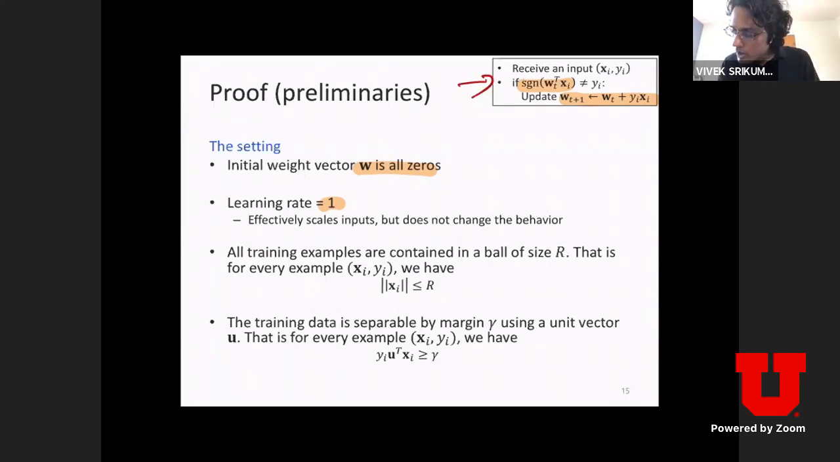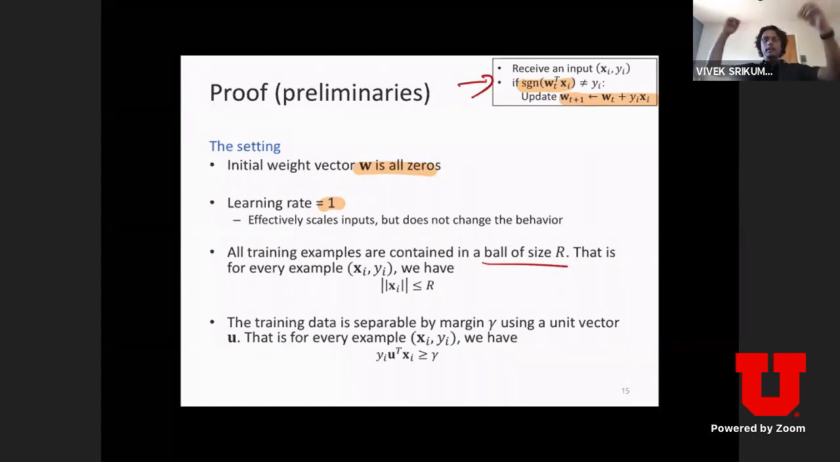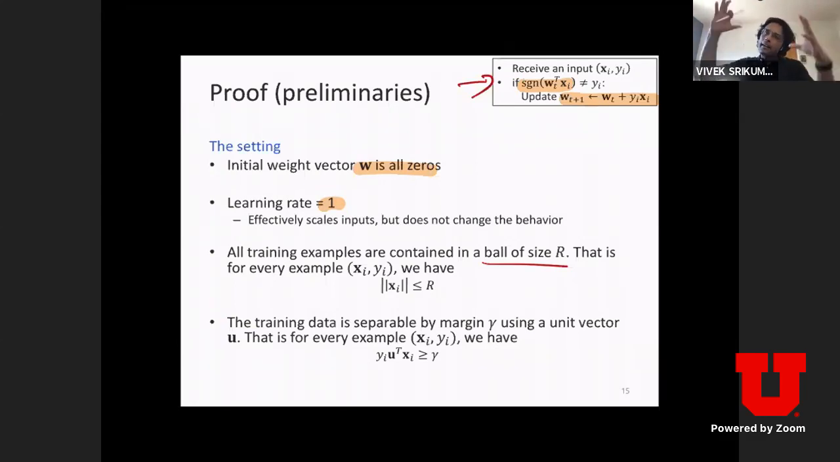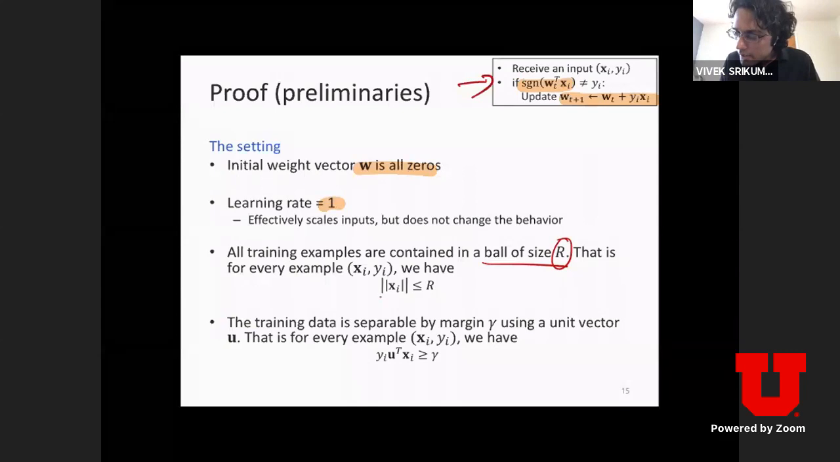We're going to assume that all examples are contained in a ball of size R. What that means is you consider all the data points, thinking of your data points as being in some high dimensional space, and you draw a gigantic ball that tightly contains all the points. The radius of that sphere is R. So the norm of every x_i that we will ever encounter is assumed to be less than or equal to R. And more importantly, we assume the training data is separable by a margin gamma according to a unit vector U.